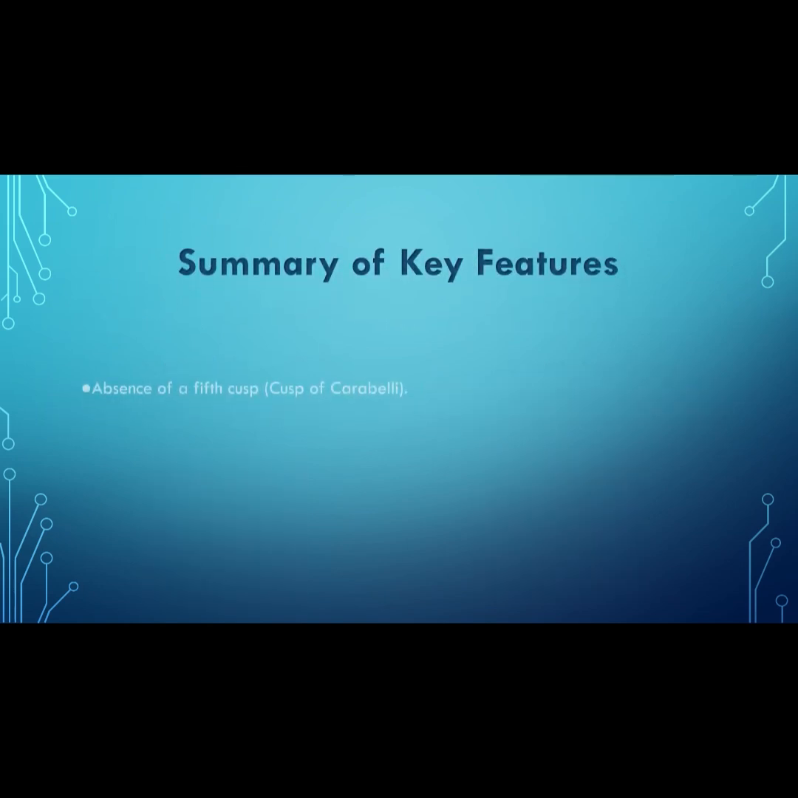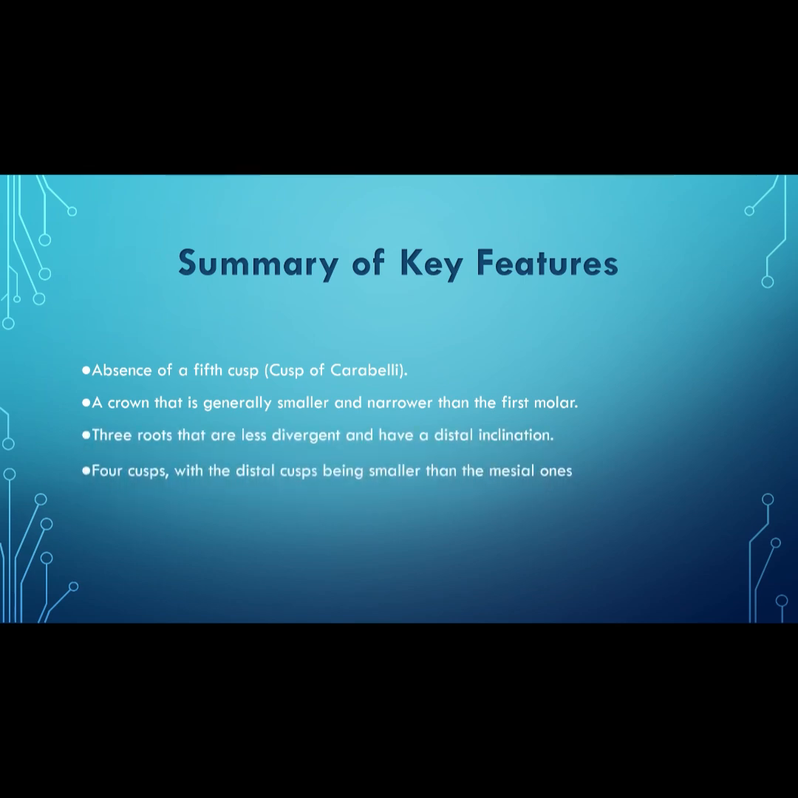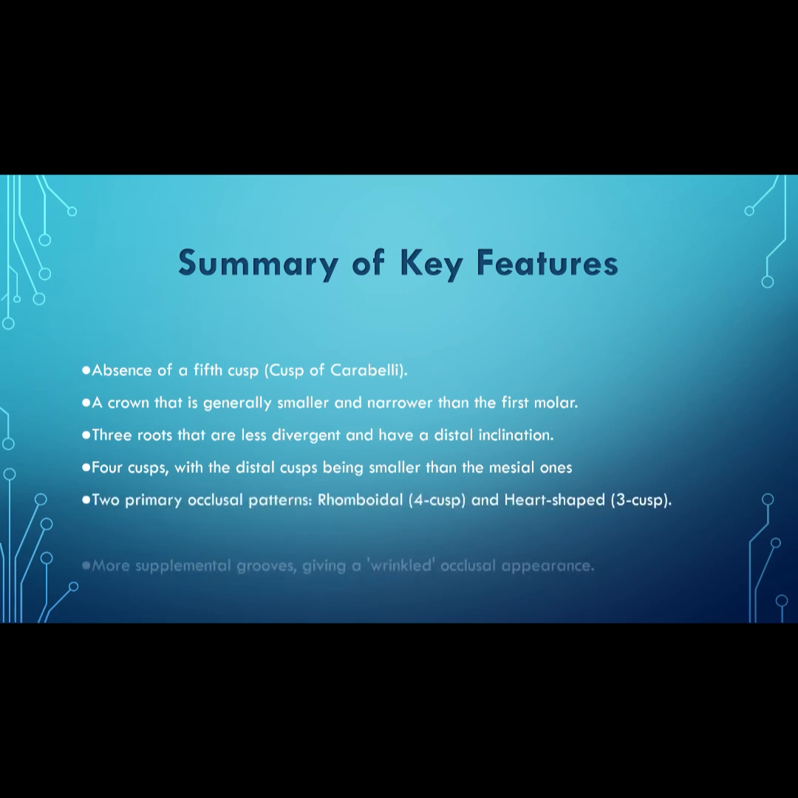So, the summary of the key features of the maxillary second molar are: absence of the fifth cusp, a crown that is generally smaller and narrower than the first molar, 3 roots that are less divergent and have a distal inclination, 4 cusps with the distal cusp being smaller than the mesial one, and 2 primary occlusal patterns, rhomboid and heart shape.